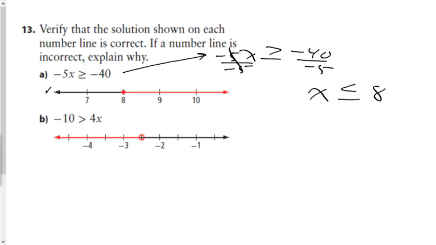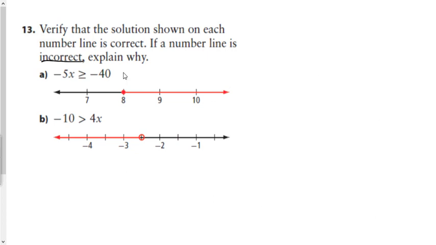This number line says all values equal to 8 or greater, which is the opposite of what that says. So therefore, it is incorrect. And why? Because they've probably forgot to flip their inequality sign when they divided by negative 5.